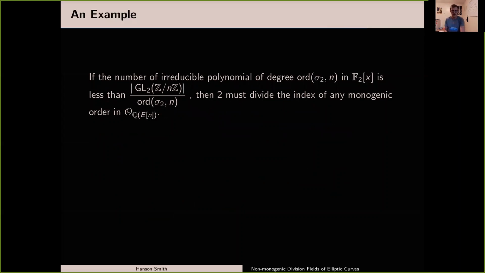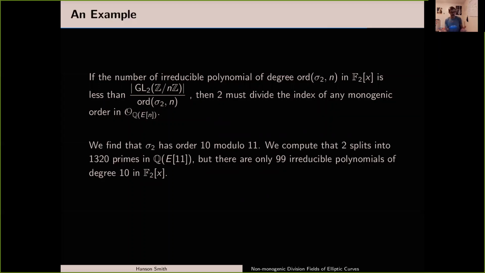So if the number of irreducible polynomials of the correct degree is less than the number of primes 2 splits into, this GL2 Z mod NZ over the order of that matrix mod N, then 2 must divide the index of any monogenic order in the maximal order. So no monogenic order is going to fill up the whole maximal order.